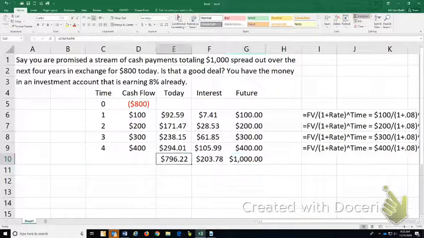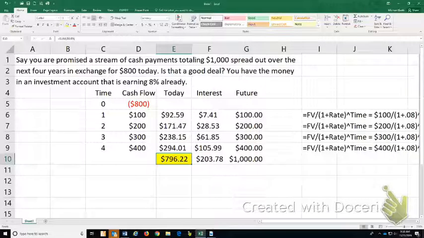That means that the present value of this promise of 100, 200, then 300, then 400 is only worth $796.22. Somebody wants to charge me $800 for something that's actually worth $796.22. All right, is that a good deal? Well, generally no. If somebody's charging you $800 for something worth only $796, well, that generally means that they're overcharging you or underpaying you with the interest.